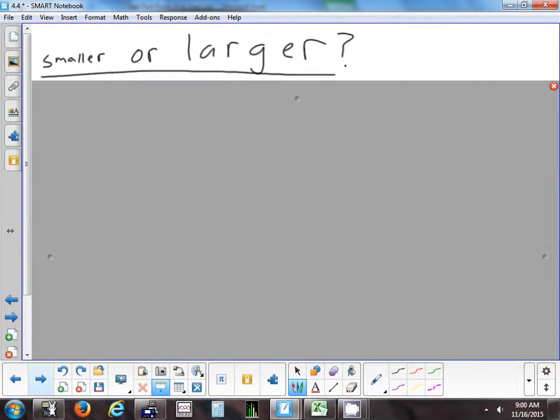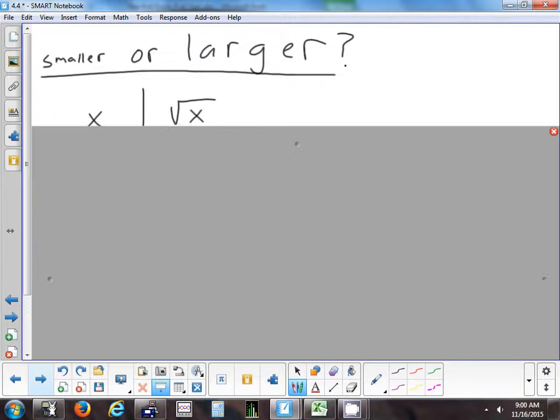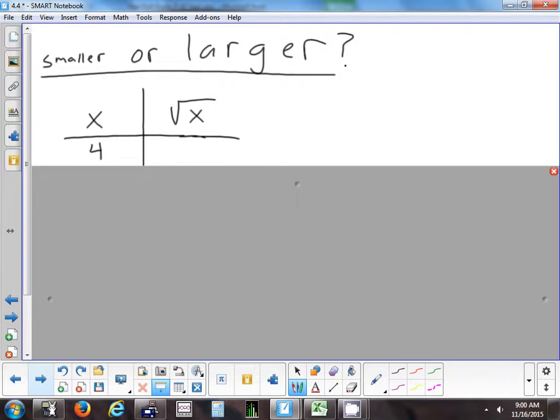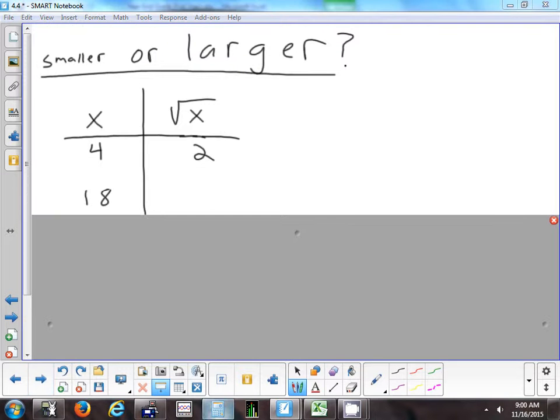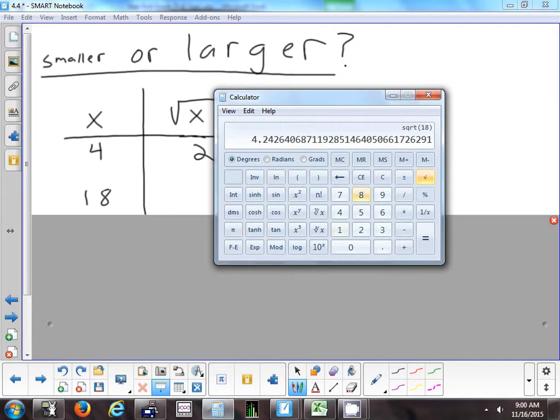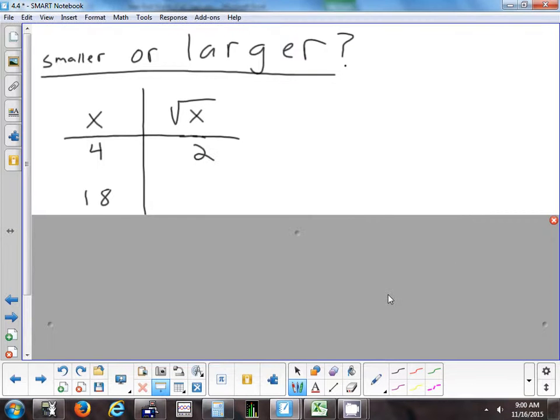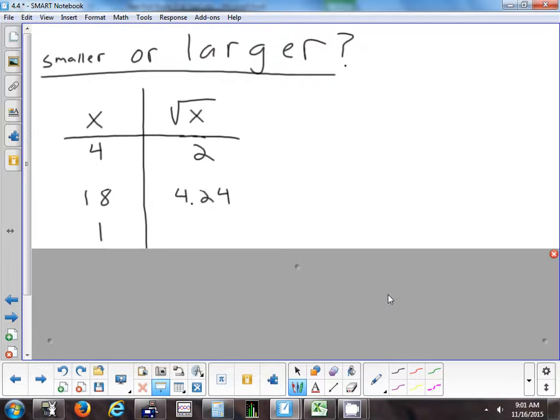All right. So now I want to look at the behavior of a square root. When you have a number and you take a square root of it, does it get smaller or does it get larger? Smaller? All right, let's try one. If x is 4, what's the square root of 4? 2. Okay, so it got smaller. Let's try 18. I'll just type it in. I get about 4.24. Smaller or larger? Smaller. The square root is smaller than the original.